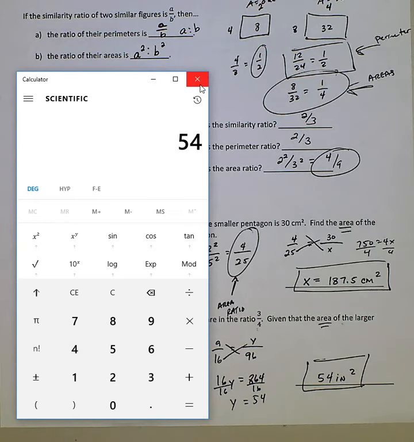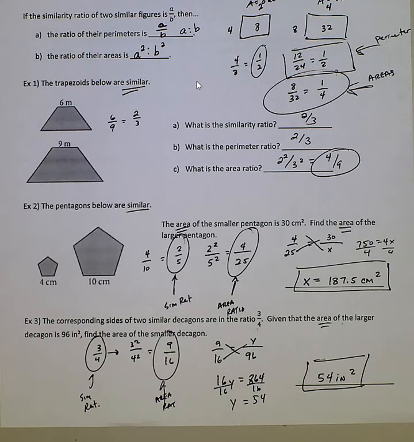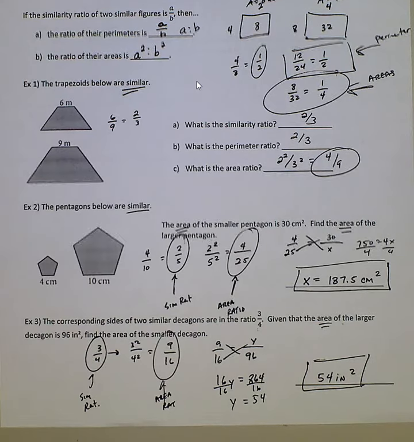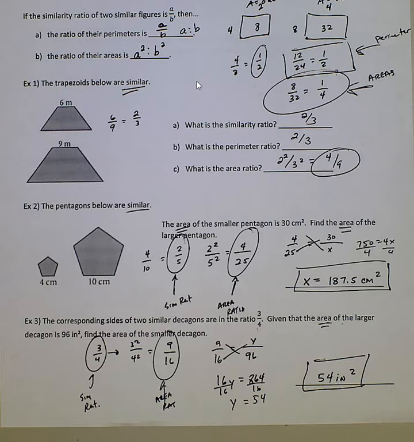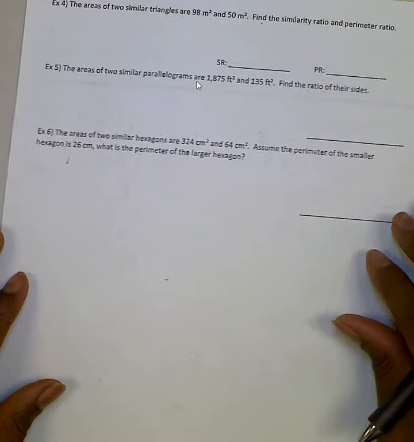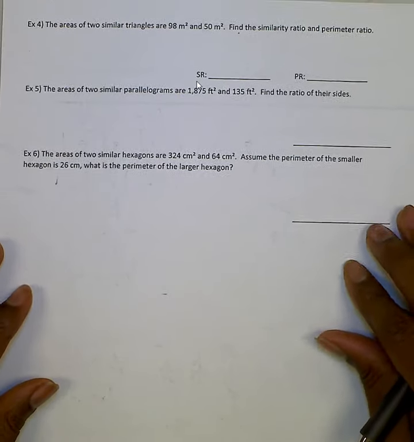Alright, again, same process: similarity ratio to area ratio to proportion, solve the proportion. Flipping to the back side. Going in a little bit different direction here.